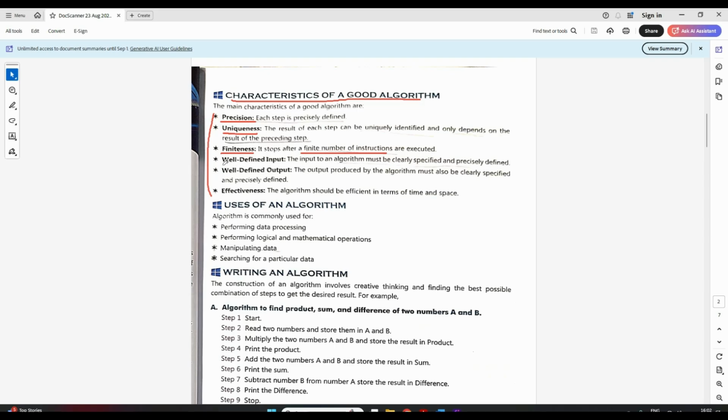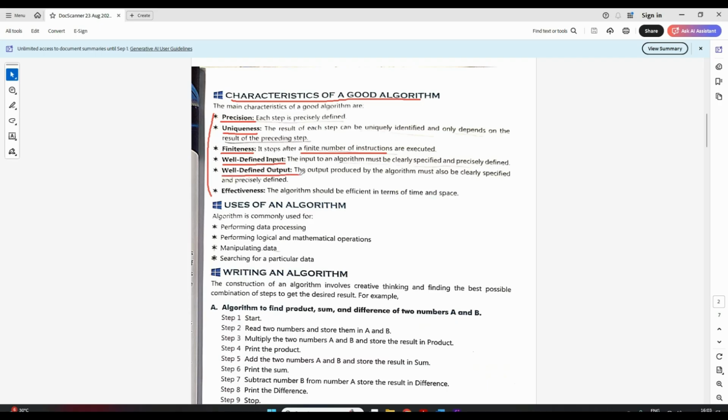Okay. Now the fourth is well-defined input. In any algorithm or any steps you are writing, we have certain inputs. Like in your recipe, you have all the inputs of flour, sugar. These are all my inputs, right? In brushing of teeth, I have the input of a brush and a toothpaste. That's my input, correct? So we should have well-defined input in any algorithm. Okay. So my algorithm should clearly specify what my input should be.